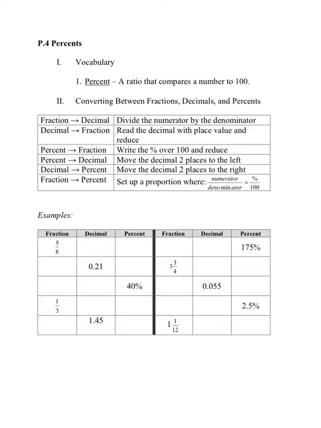Today's lesson is on percents. A percent is a ratio that compares a number to 100. So the first thing we have to do when we're talking about percents and decimals and fractions is we do need to know how to convert between the three different forms.